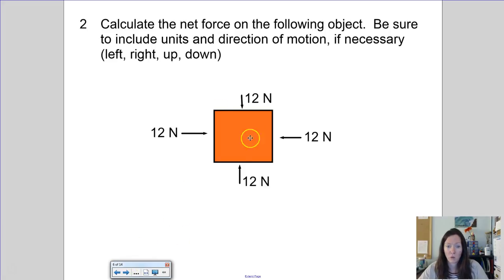Here again, with my orange object, we look at the forces acting in opposite directions, so you subtract. And the numbers are the same, so 12 minus 12 and 12 minus 12 are 0. 0 net force.